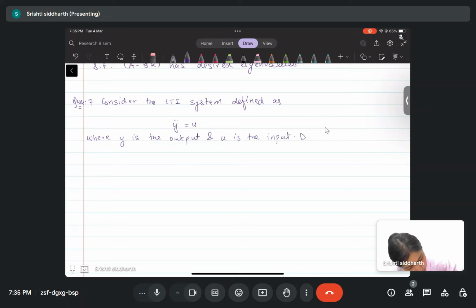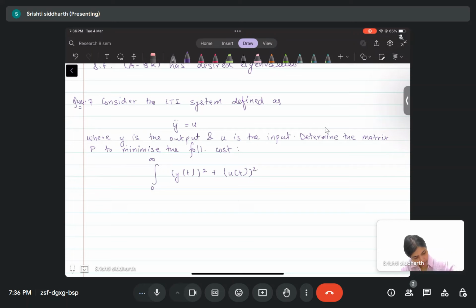So we have to determine its P to minimize the following cost. Minimize the following cost. The cost is integral from 0 to infinity. This is the running cost: y(t) squared, the square of the output, plus the square of the input, u squared, dt.